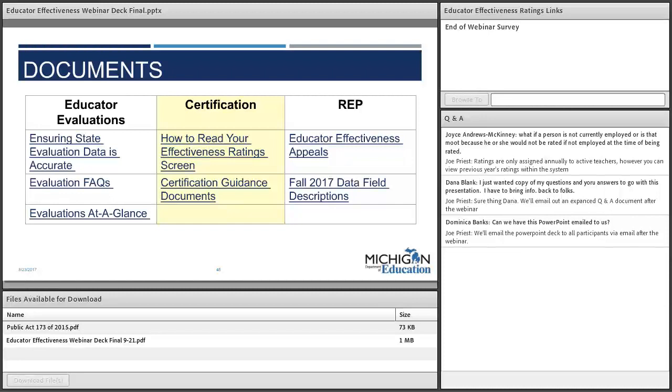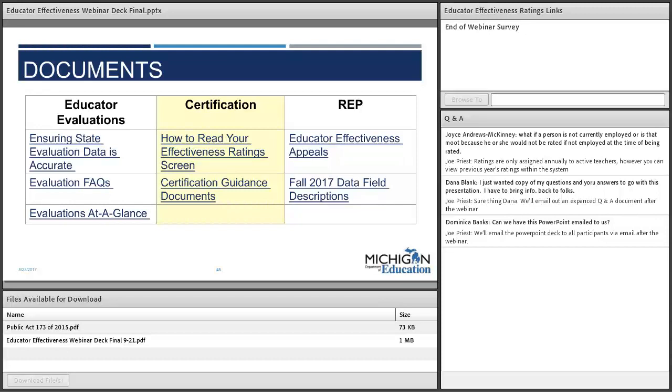First, some documents, and these are just links in the webinar deck. For questions on educator evaluations, we have a document for ensuring state evaluation data is accurate, and that basically contains a lot of the information shared today. There's also the educator evaluation FAQ document and the educator evaluation at a glance document, which can be found on the Office of Educator Talent's webpage under EdEvals.